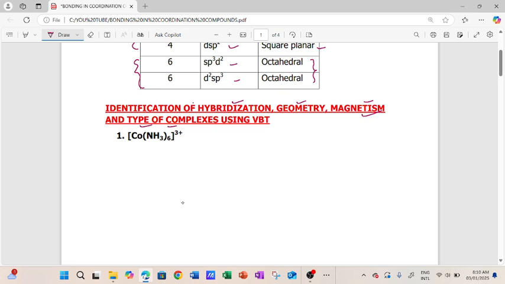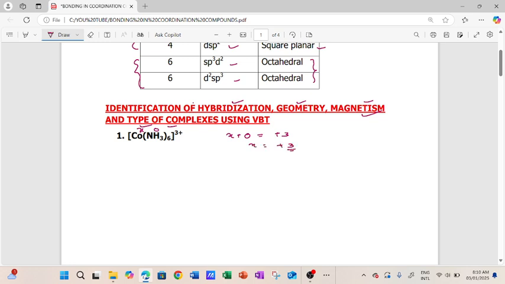First, [Co(NH3)6]3+. The first step is to calculate the oxidation state of the central metal atom. Let it be X. Ammonia is a neutral ligand, so its oxidation state is 0. So X plus 0 is equal to plus 3. This is the normal way of finding the oxidation state. So X is equal to plus 3.